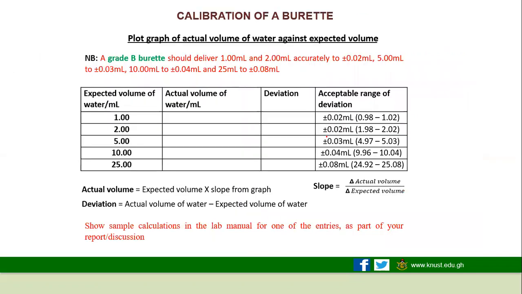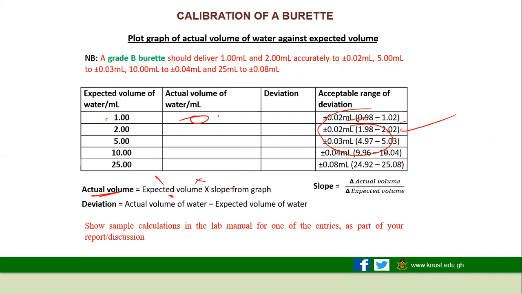So now, using the slope we have gotten, we'll draw this table and compare it to the standards that were given to us. Now, from the first narration of the standard, I did this example in the previous one, so you should be able to draw these ranges. But now, we are saying that the actual volume is equal to the expected volume times the slope. And so, if we take the 1 mil times the slope we had, it should give us the actual volume that it was able to deliver, right?